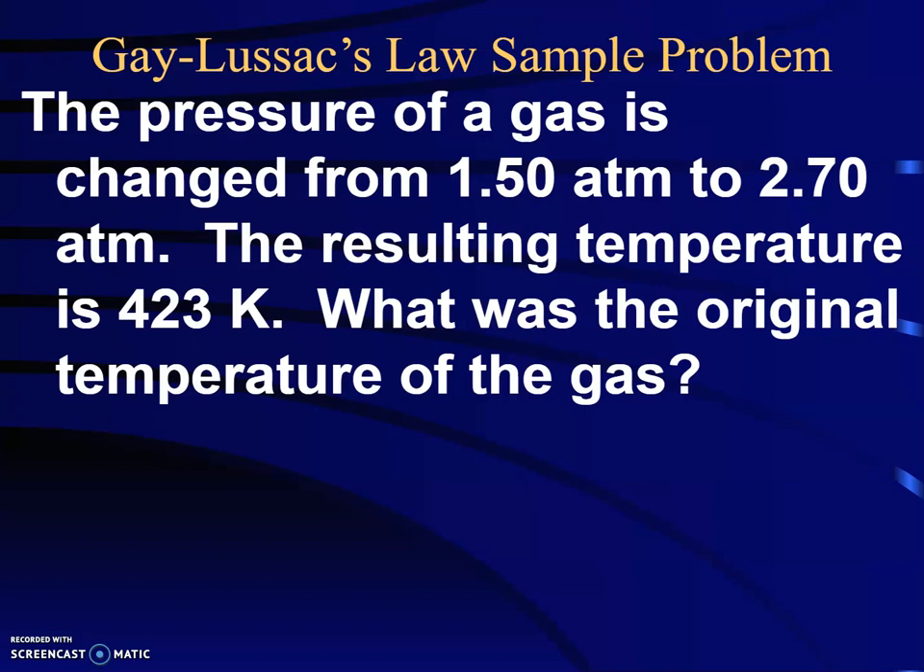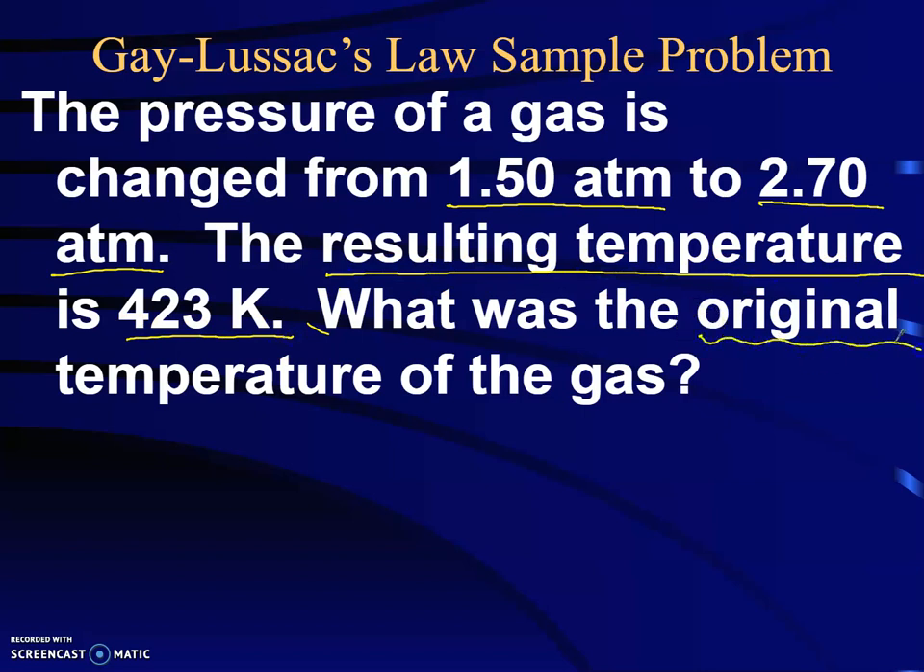Okay, so let's try a sample gas law problem. All right, the pressure of a gas is changed from 1.5 atmospheres to 2.7 atmospheres of pressure. The resulting temperature is 425 Kelvin. What was the original temperature of the gas here? So now we're looking for what the origin was. So be very careful when you read these problems. Sometimes you're not always solving for P2 or T2 or V2. You might be asked for the first initial one, P1, V1, or T1. So read the question carefully.